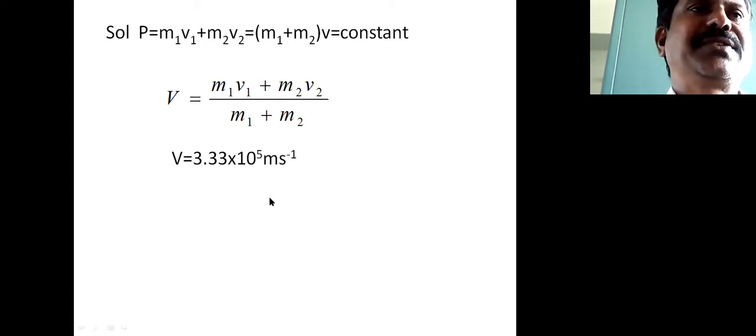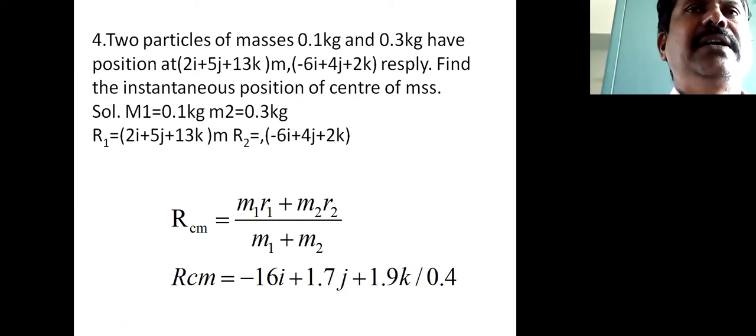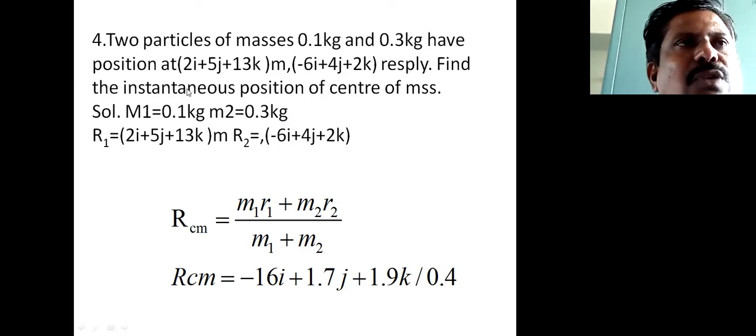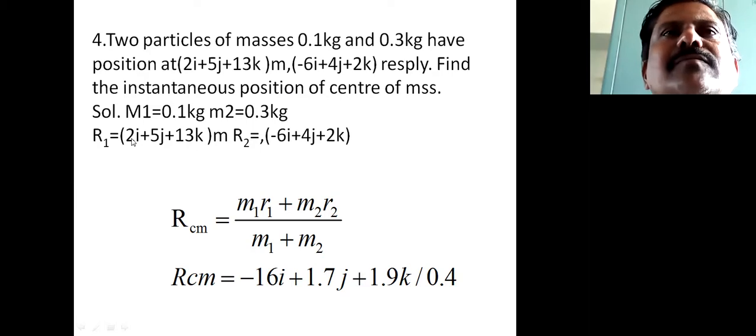So next, one more example inside this chapter. Two particles of masses 0.1 kg and 0.3 kg have positions at 2i + 3j + 13k meter and -6i + 4j + 2k respectively. Find the instantaneous position of the center of mass.